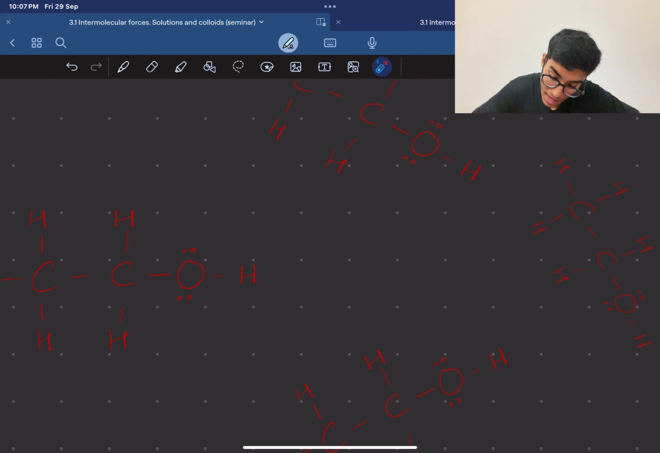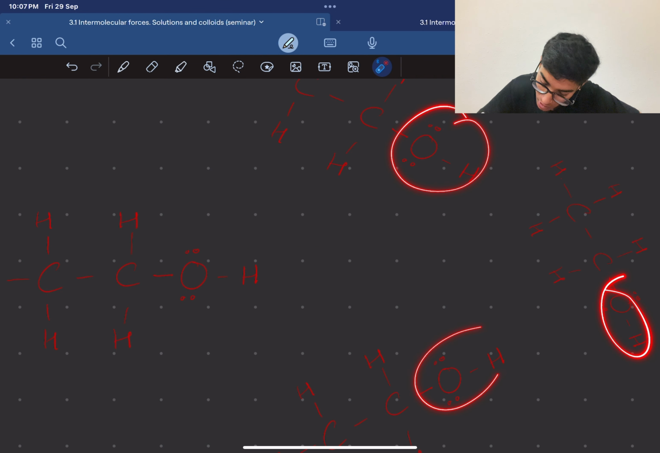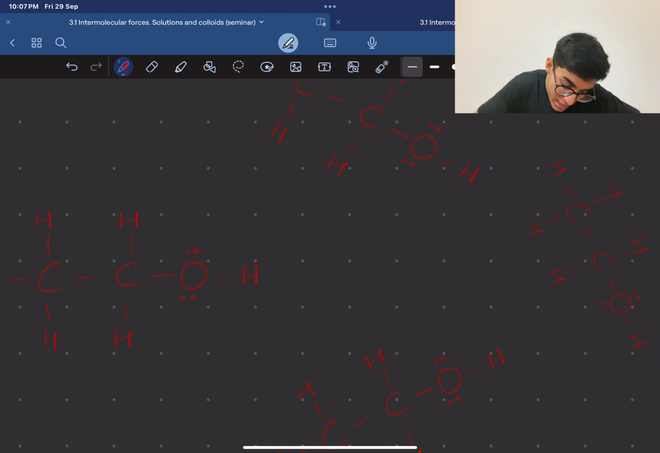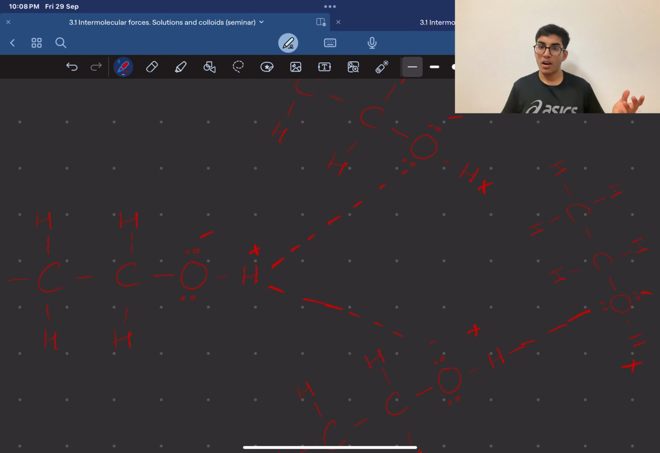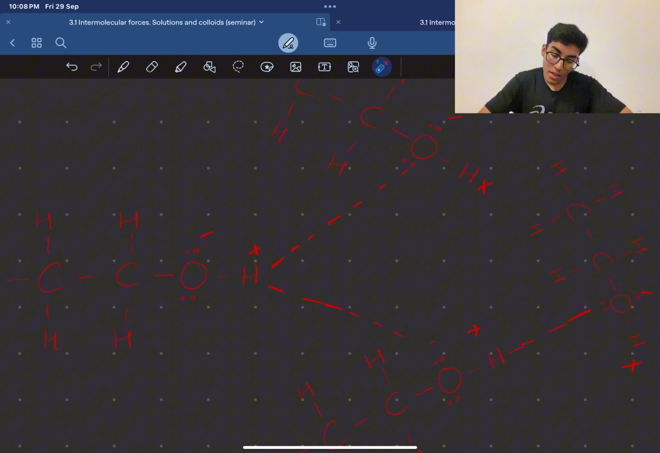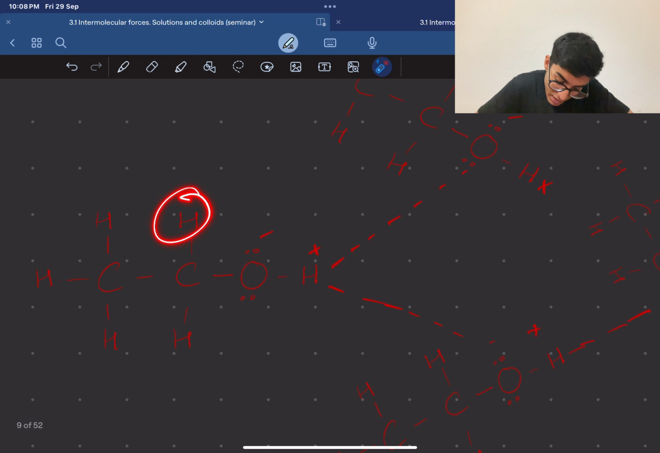This happens for all of these molecules. Because one end is slightly positive and the other slightly negative, positive, negative, positive, negative, they attract each other, and this is how they form bonds. Understand? But does that mean that this H and this O make a hydrogen bond? No. Let me explain why this isn't a hydrogen bond.